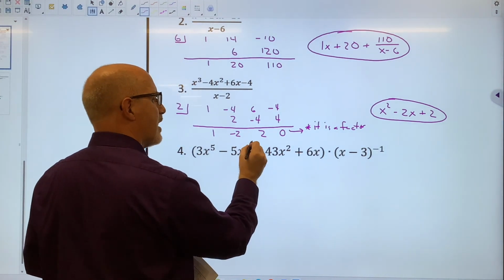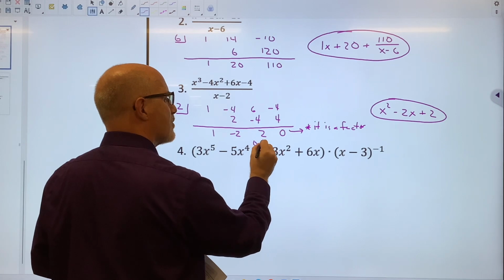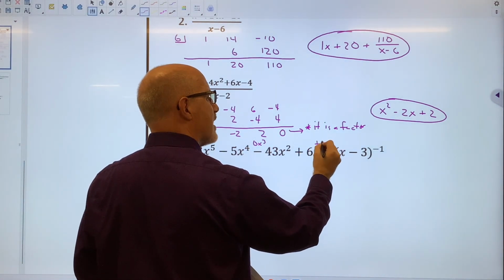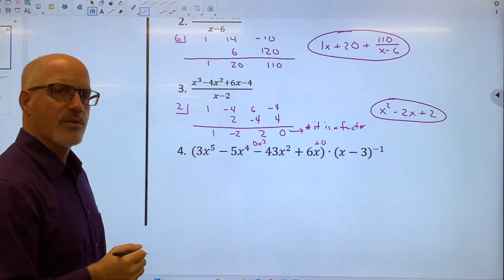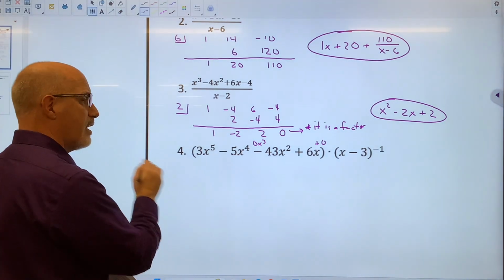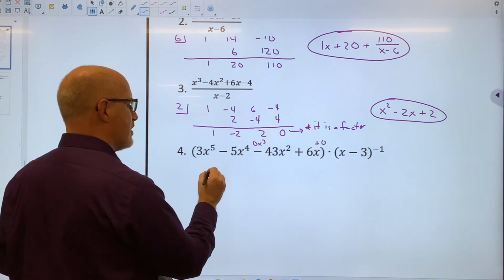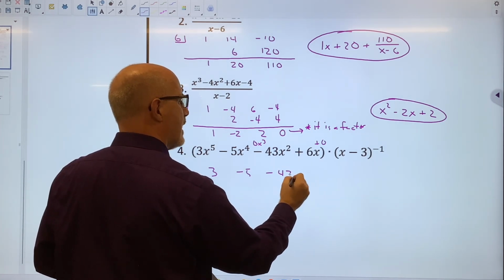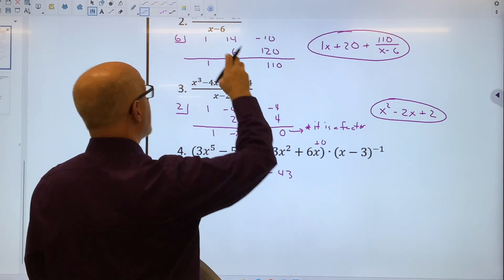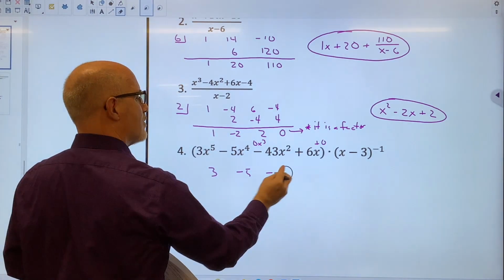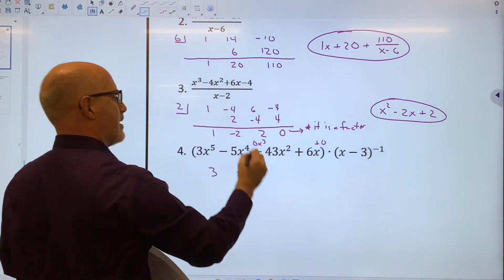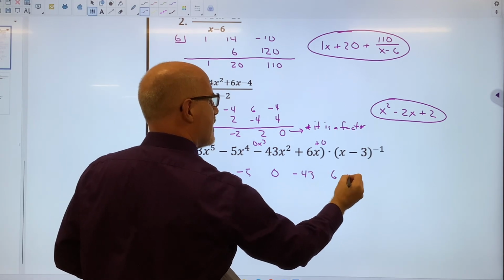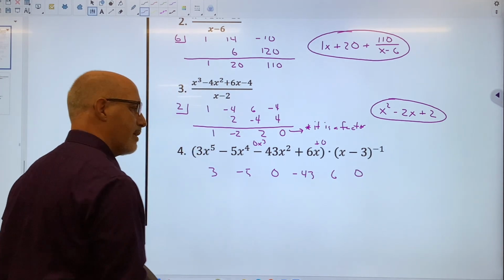I'm missing the 0x cubed here, so I'm going to put 0 in as a placeholder. I'm also missing a constant out here, a 0 out there. So I'm going to put those two placeholders in. I'm going to just list the coefficients, so 3, -5, I'm sorry, I need to put in my 0. So 0, then -43, 6, and then my placeholder 0 again.